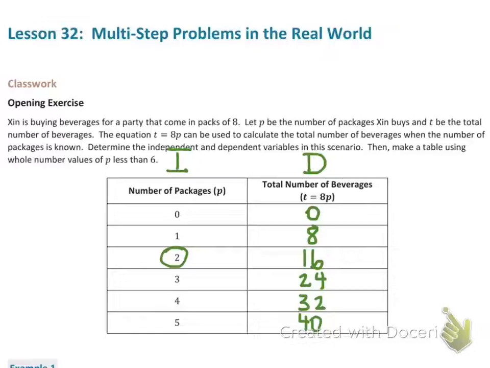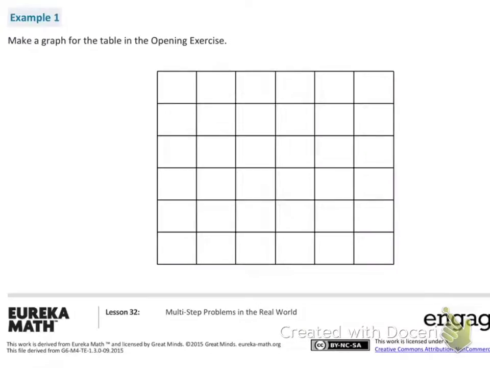If we thought of this as an x and a y ordered pair, the x goes first, that's independent. The y goes second, that's dependent. So whenever you get to algebra with line equations, the x value is your independent variable and the y value is your dependent variable. Okay, let's move on. Our next thing is to make a graph for that table.